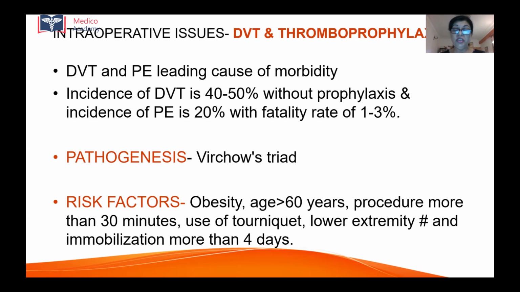Now, what is the pathogenesis? It is the Virchow's triad, that is the venous stasis, vascular injury, and the hypercoagulability. When they occur together, they increase the risk of clot formation. The risk factors are obesity, age more than 60 years, procedure more than 30 minutes, use of tourniquet, lower extremity fracture, and immobilization more than 4 days.